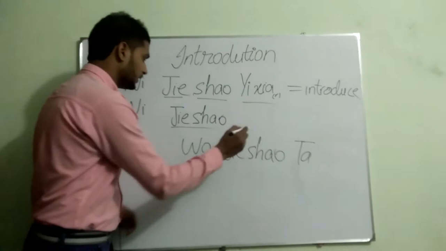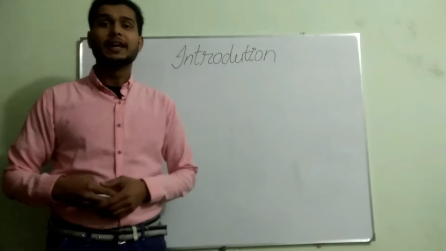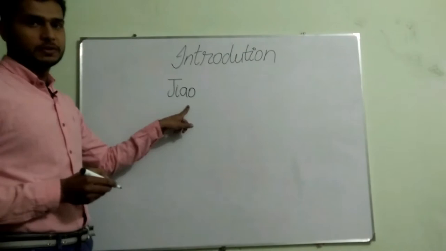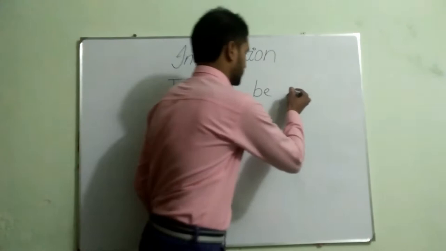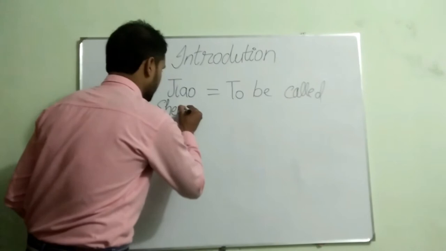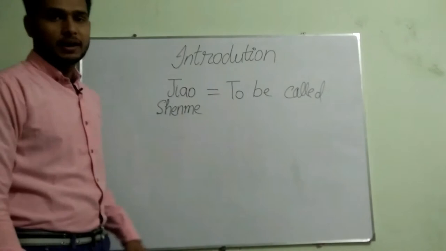And next we will learn how to say what's your name. How to ask someone what's your name? We have the Chinese word jiao, J-I-A-O, jiao. Jiao meaning to be called. Next one is shenme, S-H-E-N-M-E. Shenme. How to pronounce? Shenme. And its meaning is what.